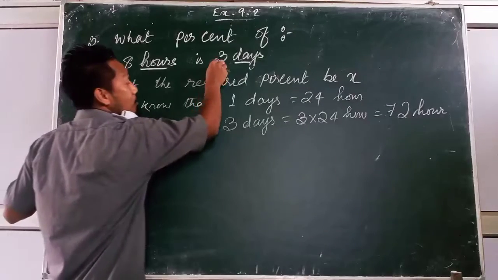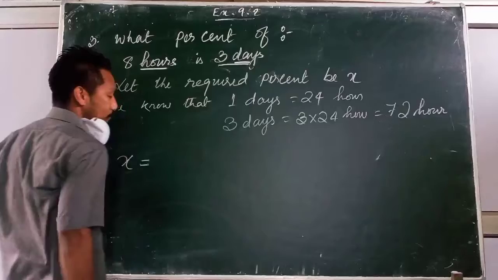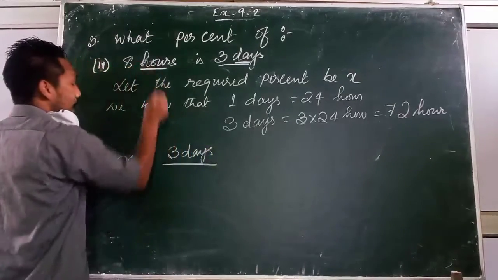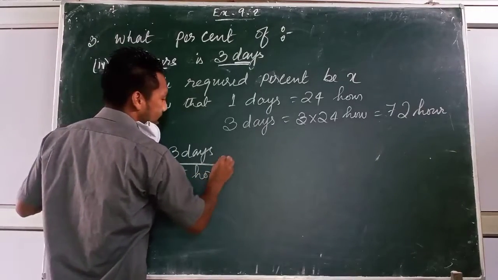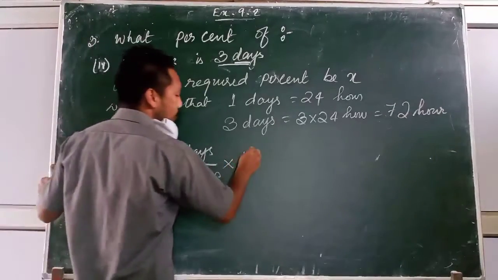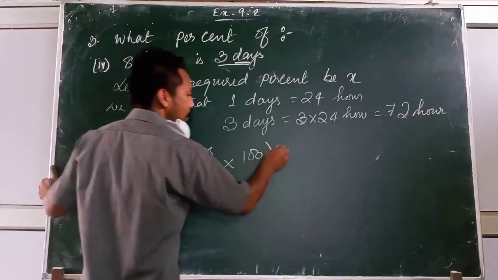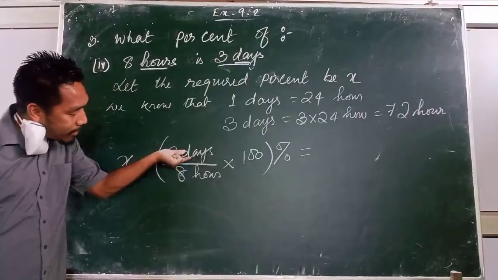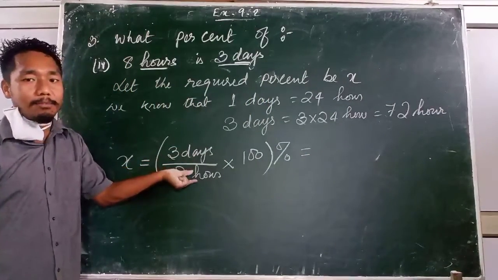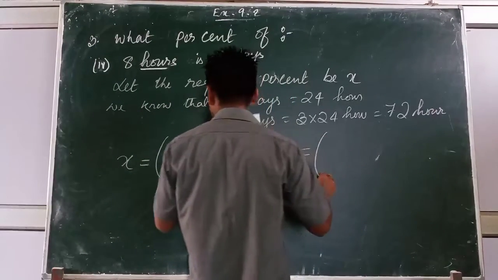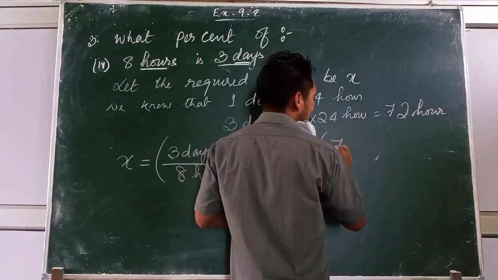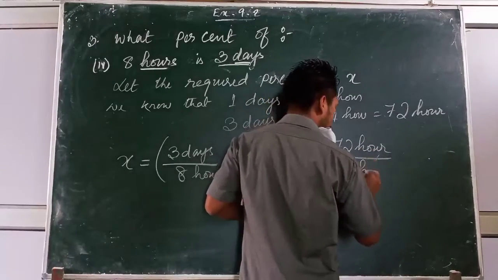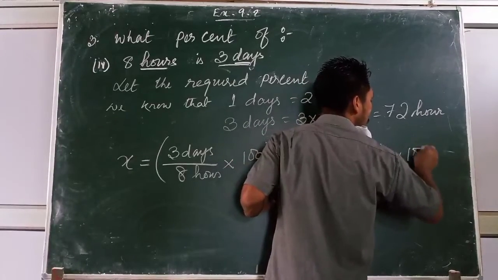X is equal to, I already told you, the number right after the 'is', you have to write down. This is 3 days divided by 8 hours, multiplied again by 100, and then put the percentage sign. Now the units are not the same, day on top and hour below, so we have to make the units the same. So 3 days, I have to make this in hours, that is 72 hours divided by 8 hours into 100%.